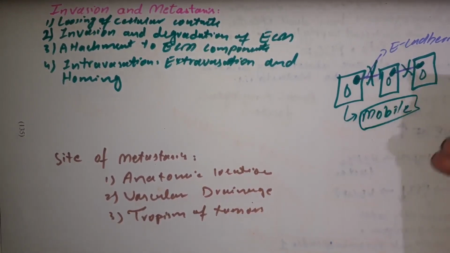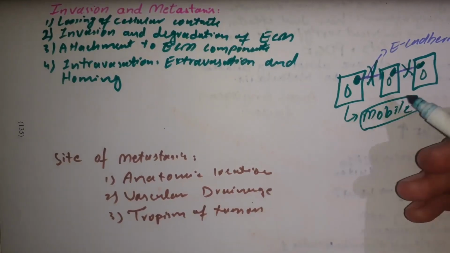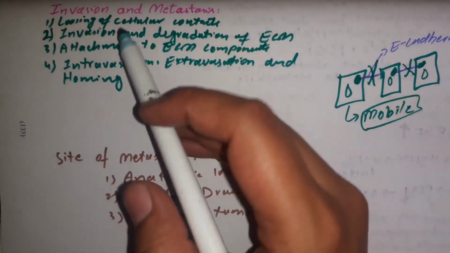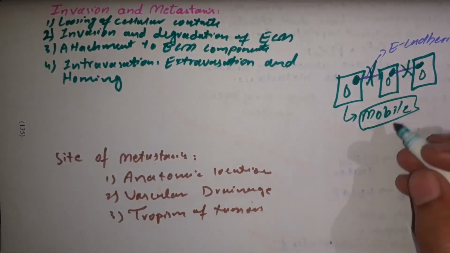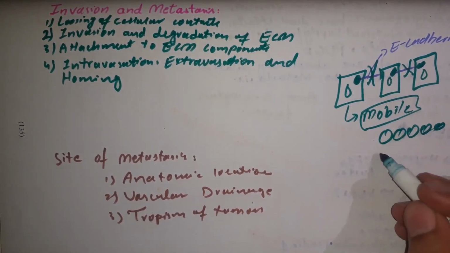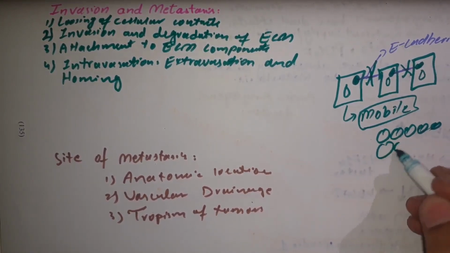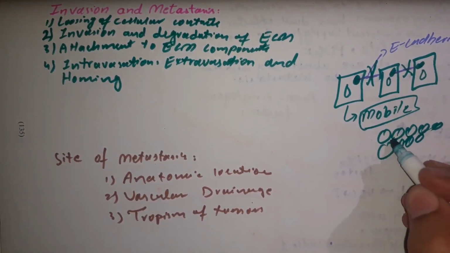They become able to move regardless of their surrounding cells. So what happens after losing these cellular contacts? Cells start invading their surrounding tissues and degrade the extracellular matrix. Supposedly these were the cells here, and there is extracellular matrix between these cells. When a cell becomes freely movable, it starts dissolving this extracellular matrix.